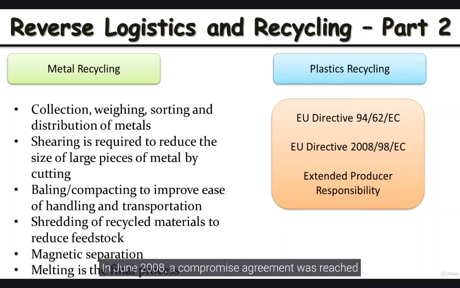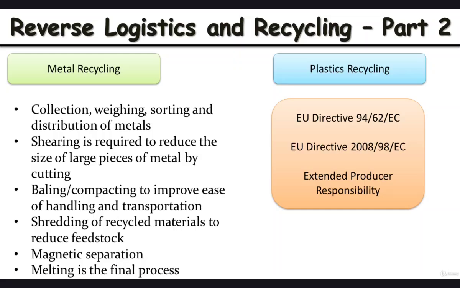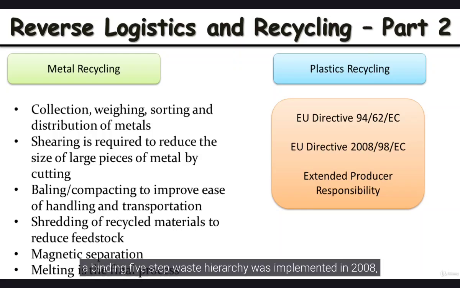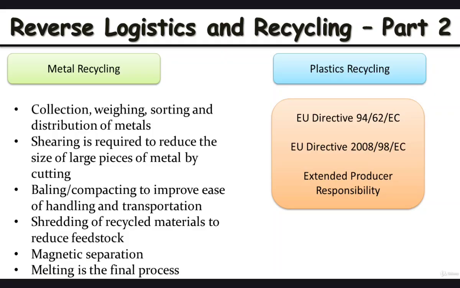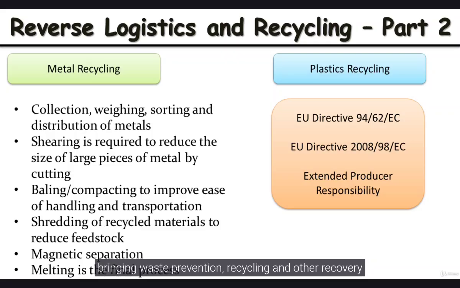In June 2008, a compromise agreement was reached between the Council of Environment Ministers and the European Parliament on revisions to the Waste Framework Directive. The main changes include European Union-wide targets for reuse and recycling of 50% of household waste by 2020 and for reuse, recycling and recovery of 70% of construction and demolition waste by 2020. There is also a requirement for separate collection of paper, glass, metals and plastic by 2015 where it is technically, environmentally and economically practicable. A new waste framework directive establishing a binding 5-step waste hierarchy was implemented in 2008, bringing waste prevention, recycling and other recovery to the fore with a view to achieving higher resource efficiency.